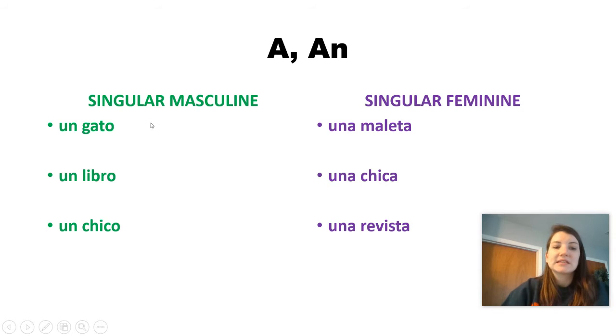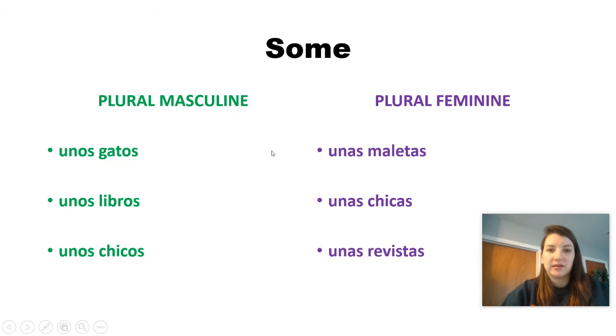Some examples of masculine would be un gato, a cat, un libro, a book, un chico, a boy. Singular feminine examples would be una maleta, a backpack, una chica, a girl, una revista, a magazine. The plural is like saying some, and examples of masculine versions would be unos gatos, some cats, unos libros, some books, unos chicos, some boys, plural feminine, unas maletas, some backpacks, unas chicas, some girls, and unas revistas, some magazines.